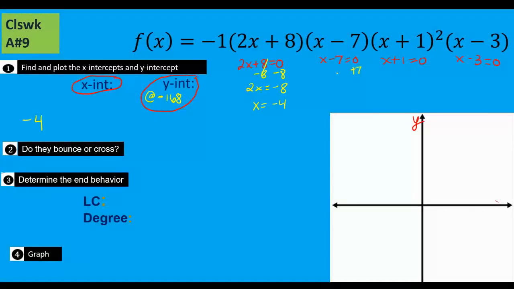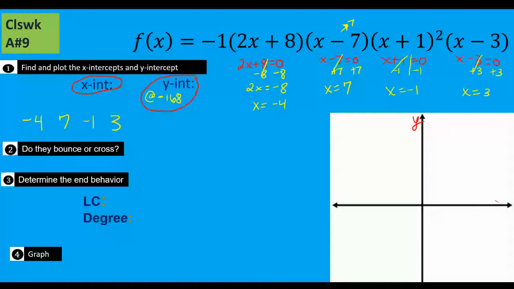This one you would add 7 to both sides, or when it's easy, when it's just a plain x, remember I told you just take the opposite here. So this one, if you subtract 1, it's x equals -1. This one, if you add 3 to both sides, it would be x is equal to 3. Okay, so we have -4, we have 7, -1, and 3.